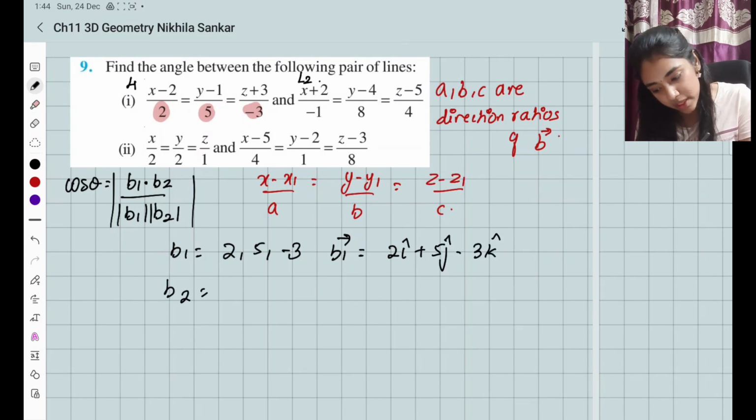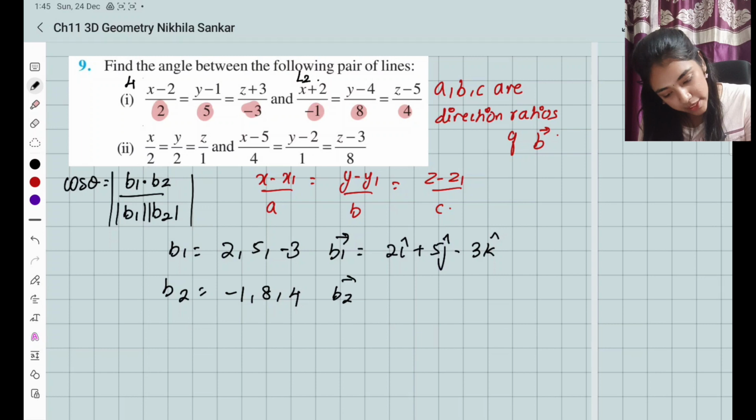How can we write B2 in the same way? It is going to be minus 1, 8, 4. That's all, simple. Minus 1, 8, 4. From here B2 vector is going to be minus I cap plus 8J cap plus 4K cap.